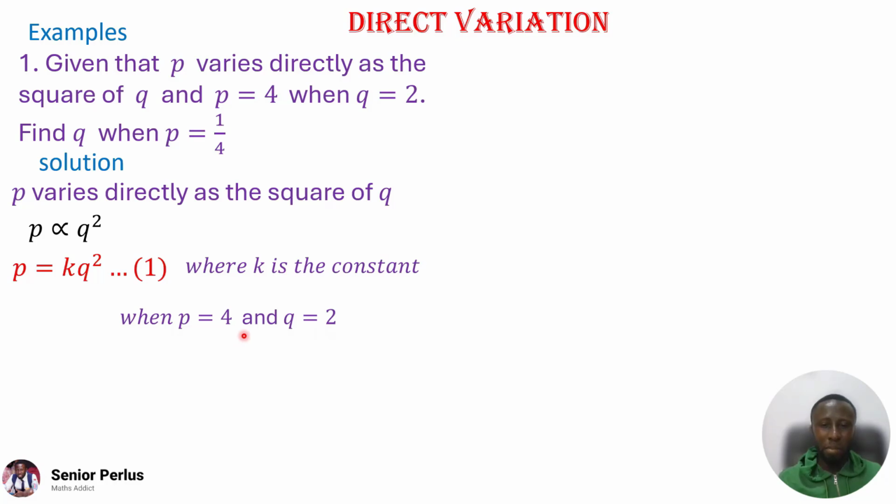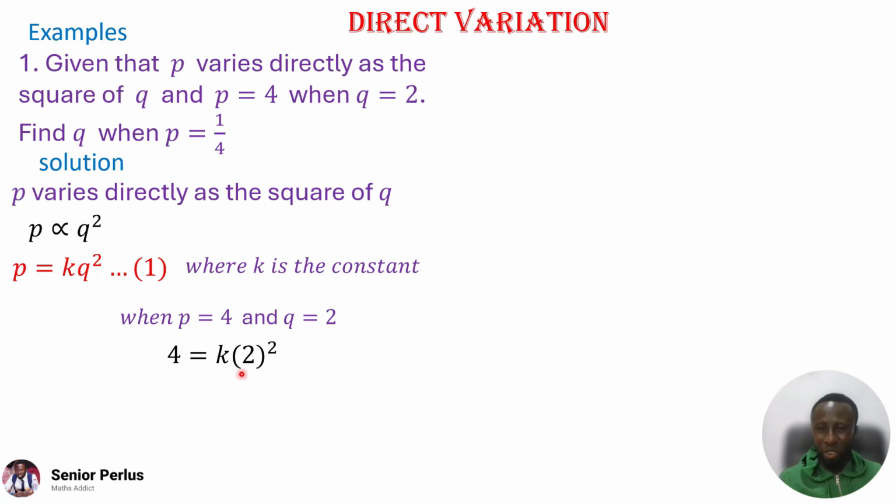So you can decide to make the k the subject, or you just do the substitution in there, then you find the k before you come and solve for the question. Find Q rather. Okay, so from here, P equals 4, Q equals 2. So let's substitute this one into equation 1. So this is our equation 1. So our P is 4, and our Q is what? 2. So we get this.